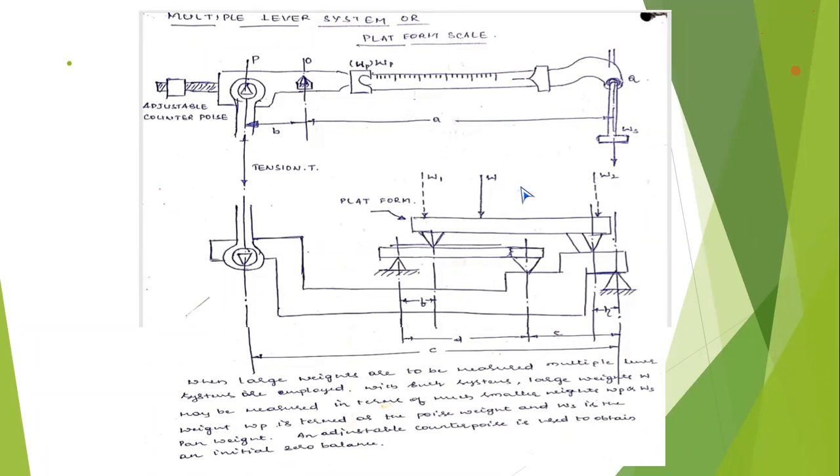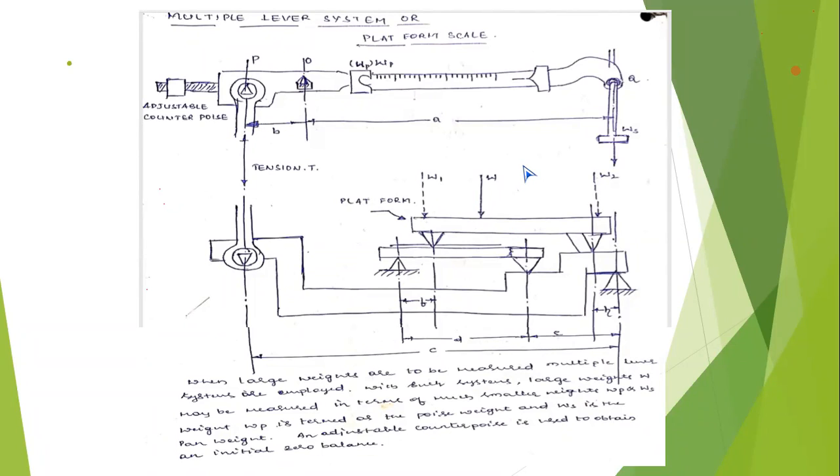So all of you observe here, W. This is W, and this is W1, W2. That indicates you can place the bag or unknown magnitude anywhere on the platform, and that will give you the accurate result. W equals W1 plus W2. That is the platform scale.